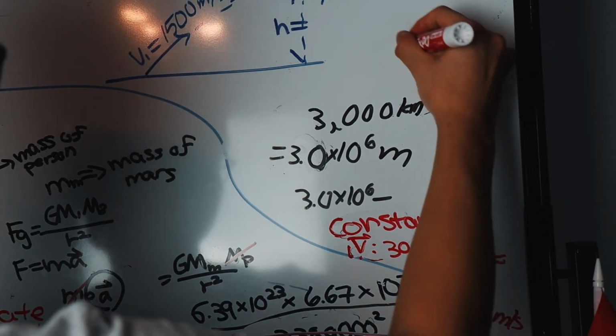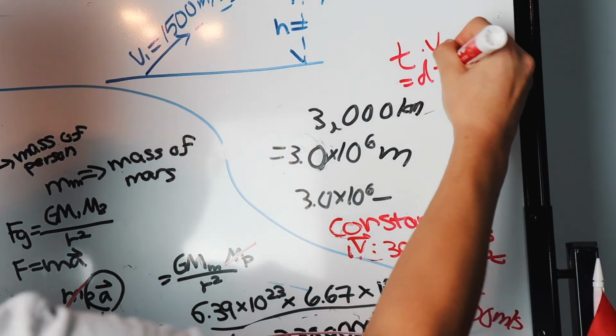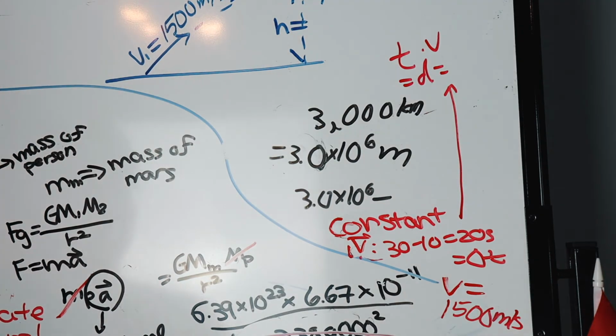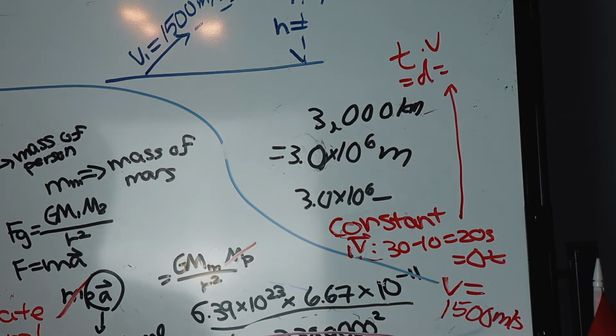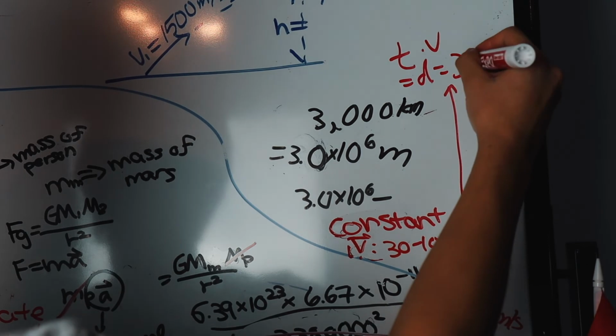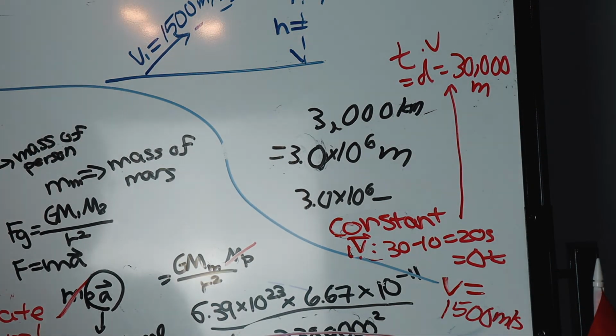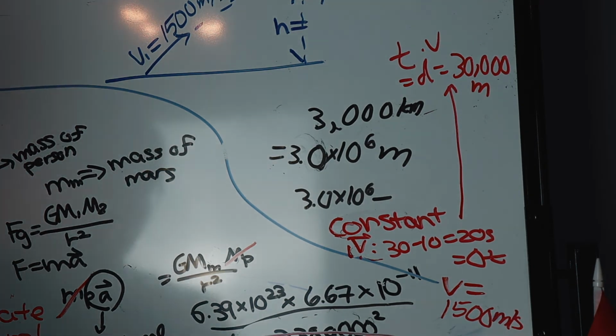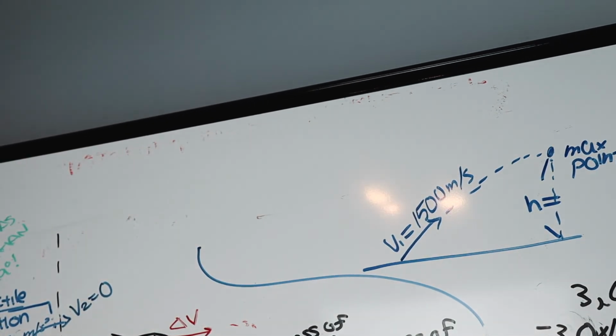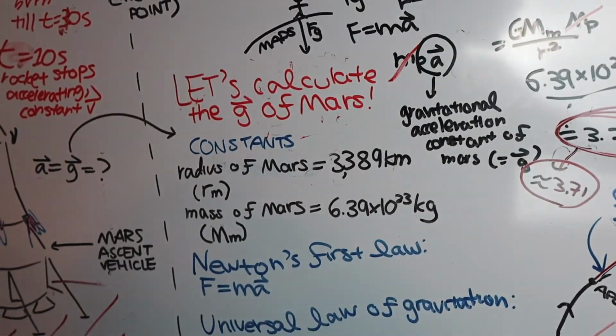So here, d equals v times t. Sorry, my calculator is just really weird. 1500 times 20 seconds equals 30,000 meters. So that's what we covered while the rocket is in constant velocity. And last but not least, we have to calculate what the rocket covered while it is accelerating.